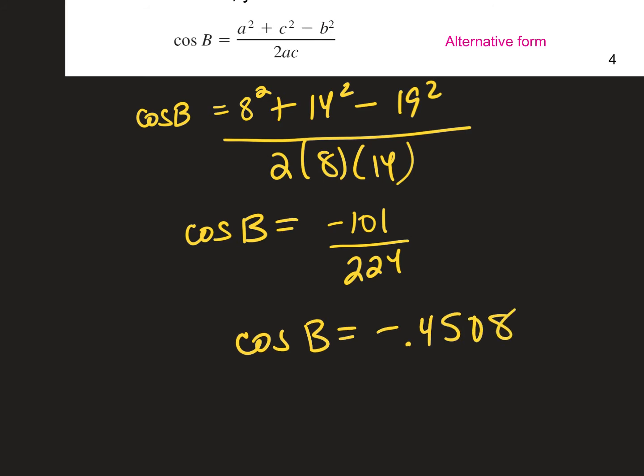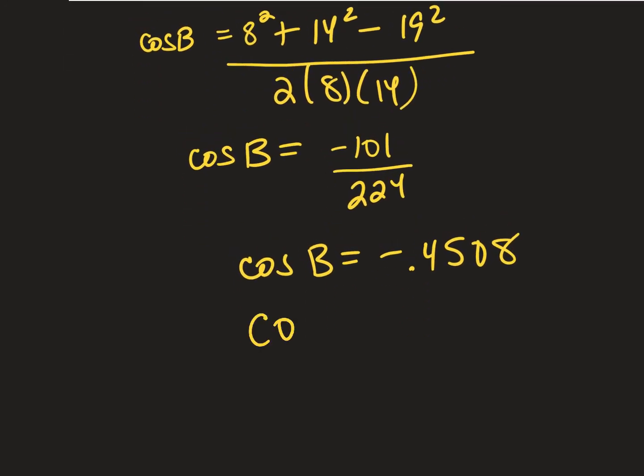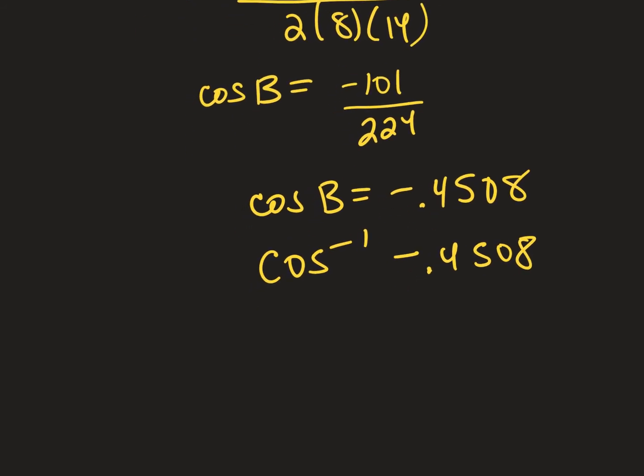Now, is that the angle measure, guys? No. So you need to do what in your calculator? Hit second cosine and plug in -0.4508. And what do you get? 116.79. Angle B is 116.79 what? Degrees, okay? You have to have your degree mark.